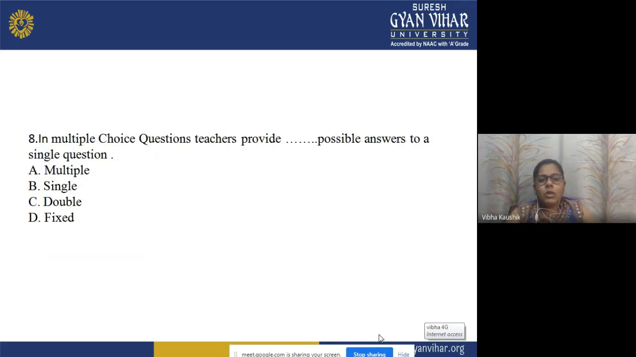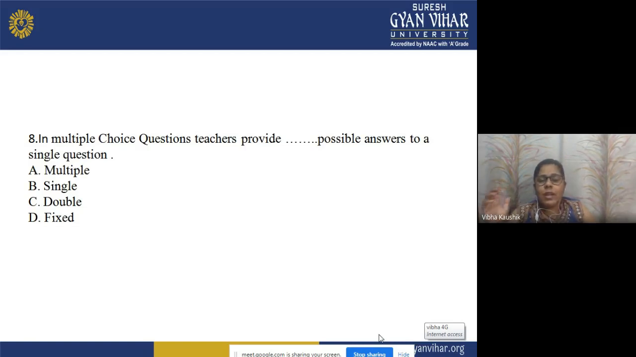Now, in multiple choice questions, the teacher provides dash possible answers to a single question. Options are A, multiple, meaning the teacher is giving multiple possible answers to a single question; B, single possible answer to a single question; C, the teacher provides double possible answers to a single question; or D, the teacher provides a fixed possible answer to a single question.